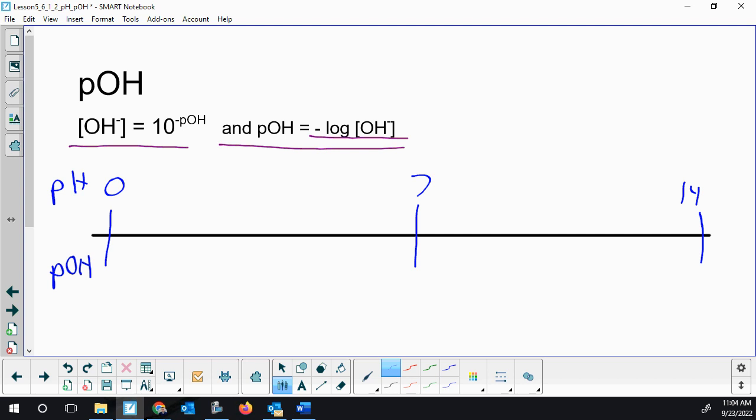Something that most people in society are familiar with, that rough 0 to 14 scale. We have our acidic part, and I'm going to keep the acidic part on the left, even when we go to pOH, and the basic on the right in both scales. And 7 is neutral. I'm not going to bother labeling the neutral point.